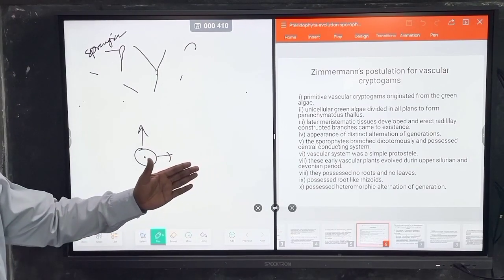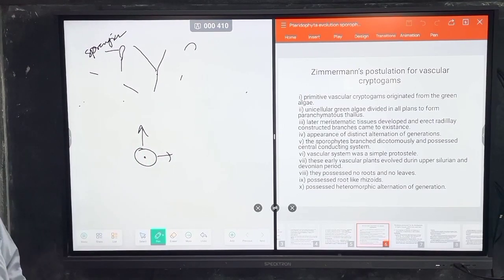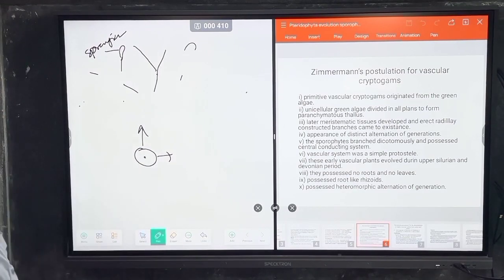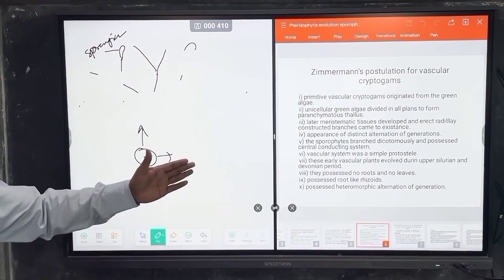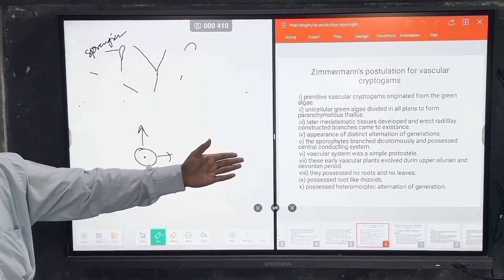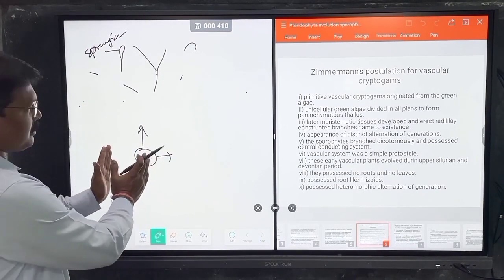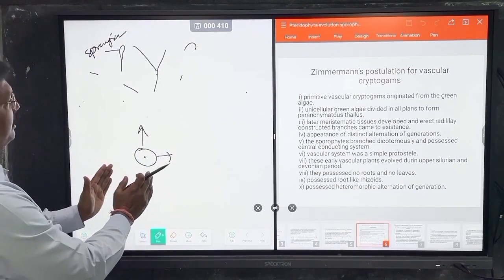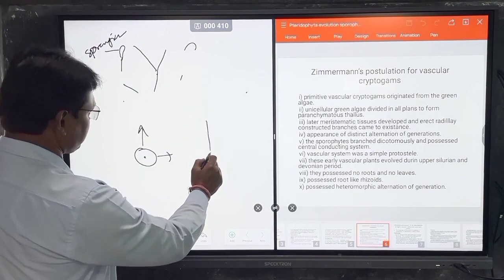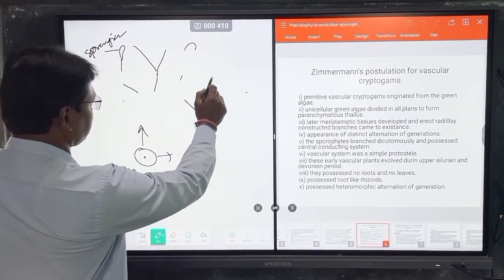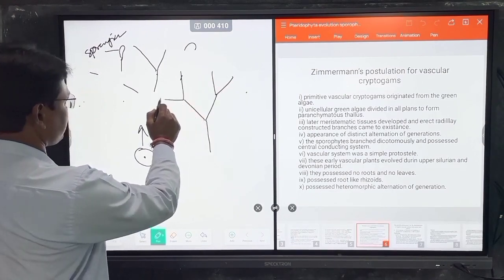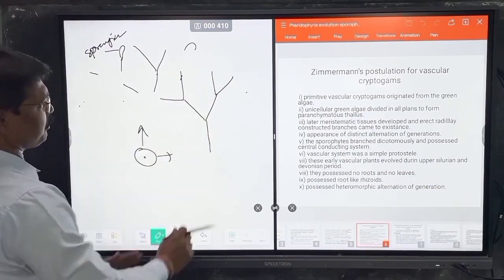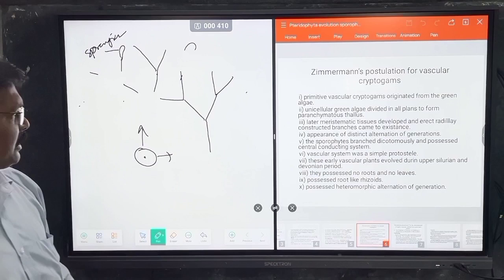Appearance of the distinct alternation of generations, the sporophytic generation and the gametophytic generation coming up. Then these sporophytic branches dichotomously and possess this central conducting tissue. Ultimately, from this unicellular algae, it divides in all plants and gives rise to the dichotomous branching sporophytic plants.